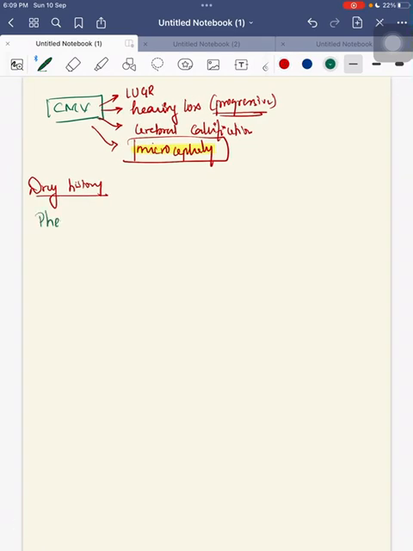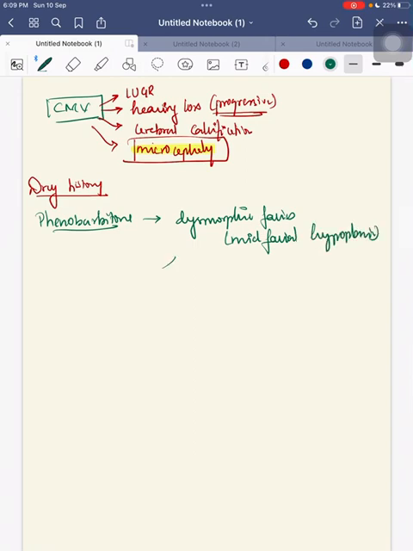So when the mother is on drugs like phenobarbital, the child can have dysmorphic faces, mainly mid-face hypoplasia and hypocalcemia. First. Second one, if the mother is on phenytoin, the child can experience fetal hydantoin syndrome.